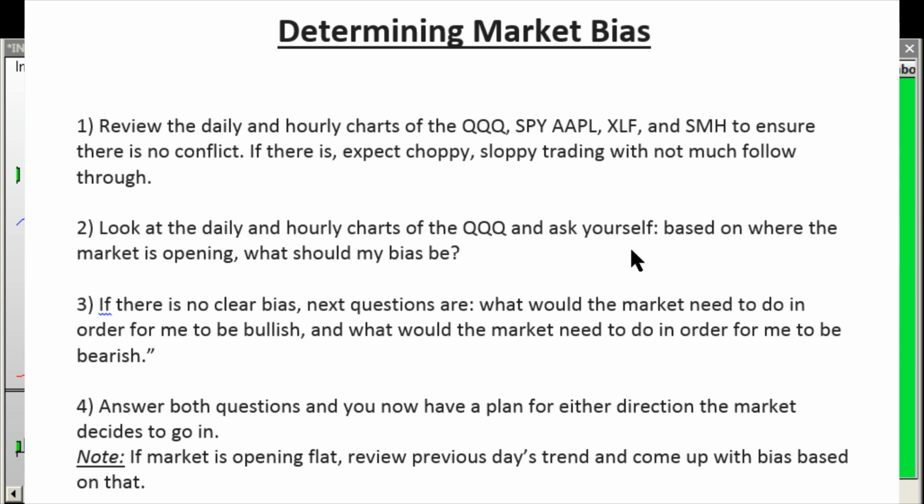If it's not clear, then you have to come up with another question: what would make it clear for me? What would the market need to do in order for me to be bullish? Oftentimes, for me, it would be for the market to clear resistance, or for the market to break support, then I'd be bearish. Now answer both questions, and you have a game plan for either direction the market decides to go in.